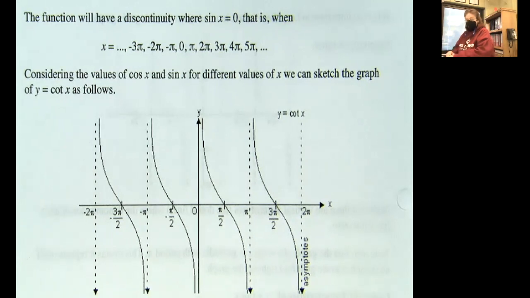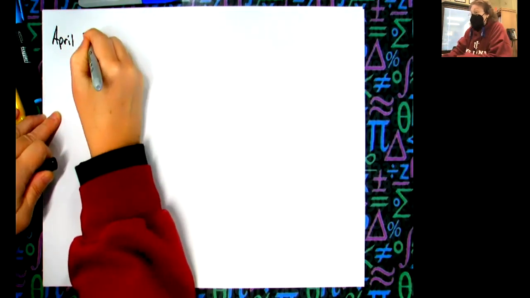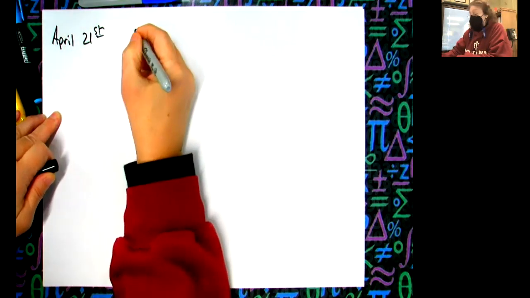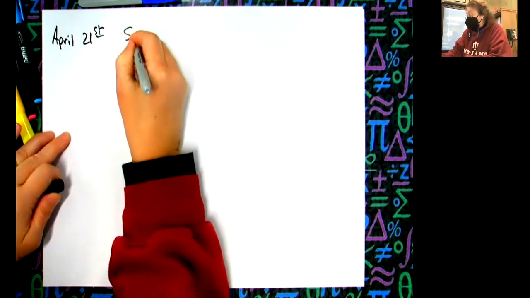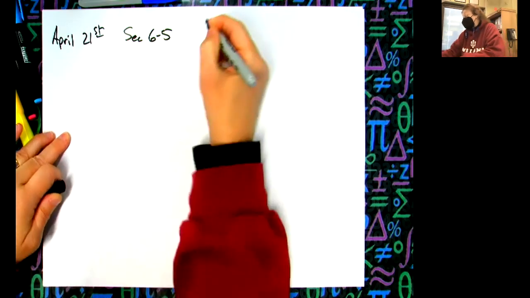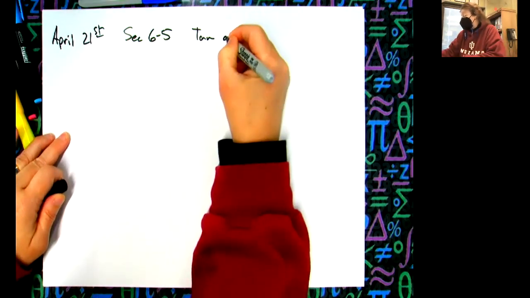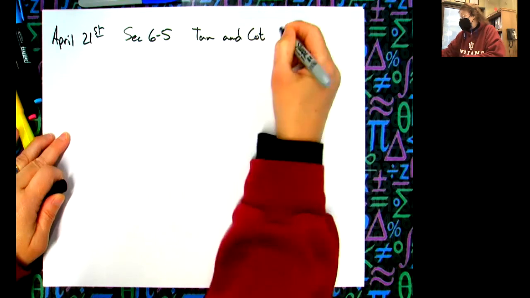So that's just a little pre-part before we actually start taking a look at this. Let's go ahead and zoom out and date this and get started here. Today is April 21st, and it's section 6.5 in the book, I believe. So it's tangent and cotangent graphs.